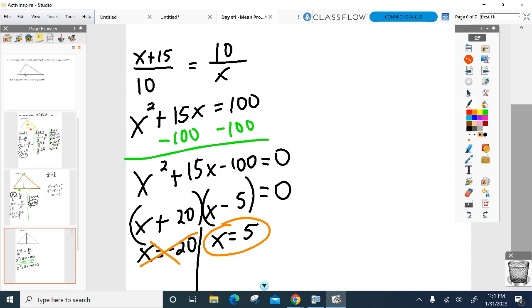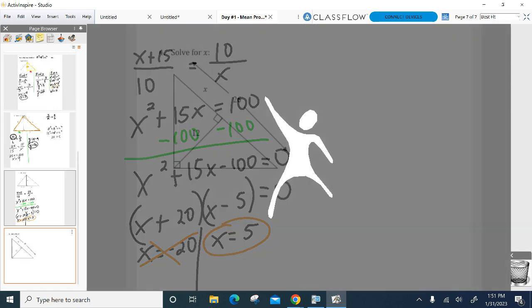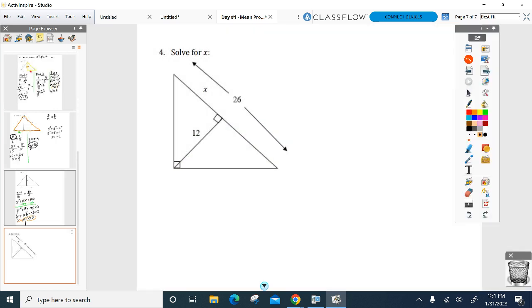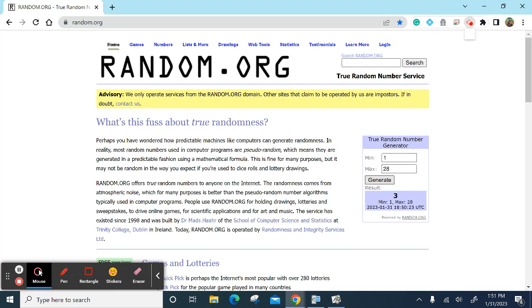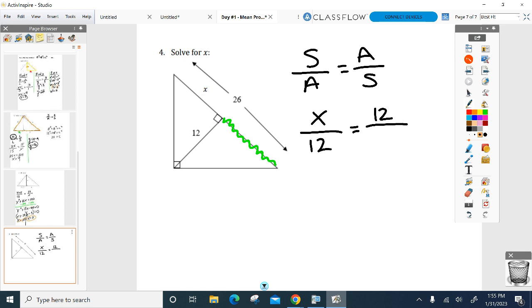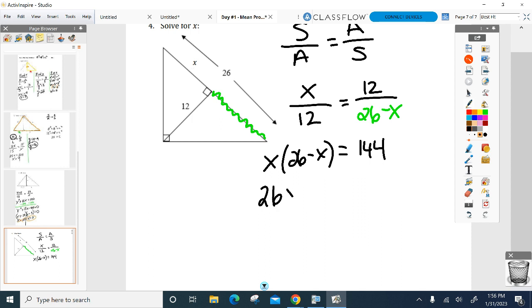So set up easy, solving a little tougher. One more, where the solving's a little bit tougher. Correct. Yep. So I got 26, the whole thing, minus the other segment, x. So we have x times 26 minus x equals 144. Something else is going to come up here that we haven't faced yet. See how you guys want to handle it.